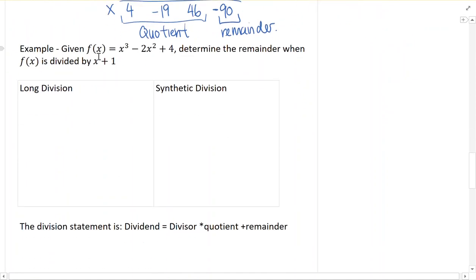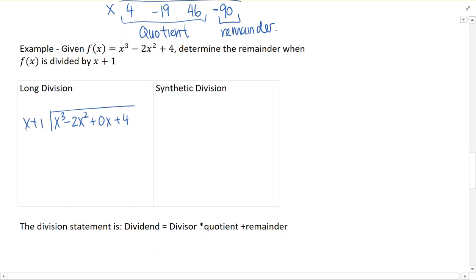We are given this particular function, and we need to determine the remainder when it is divided by x plus 1. So basically here is our dividend, here is our divisor. Now again, in our dividend, we're going from x to the 3, x to the 2, we are missing an x, so we will need to add it in. We're going to solve it both by long division and synthetic division, and you'll see that, hey, 2 ways of doing the same thing. So let's add that in, plus 0x, plus 4. And this is divided by x plus 1.